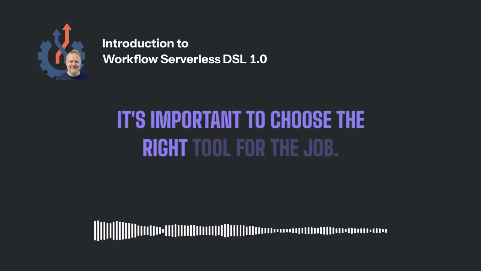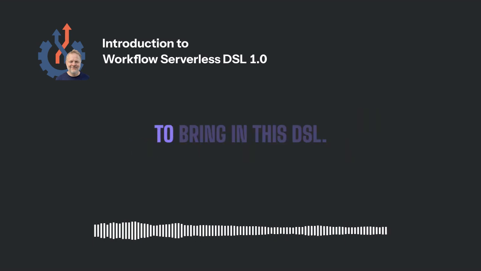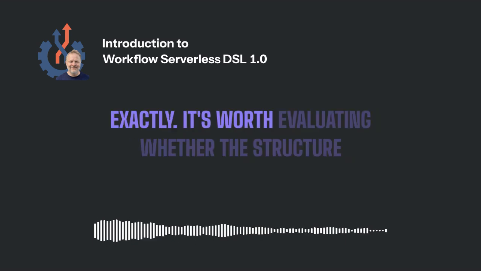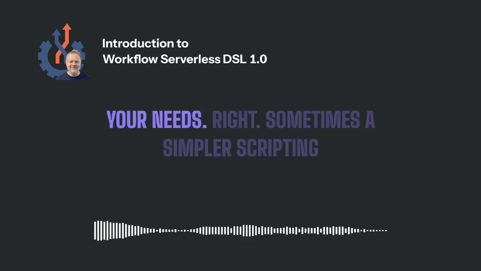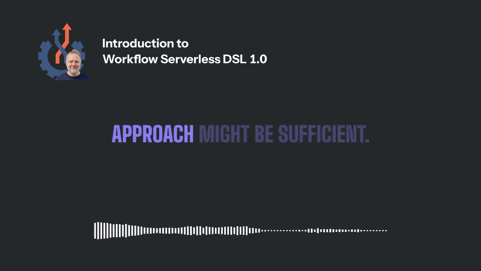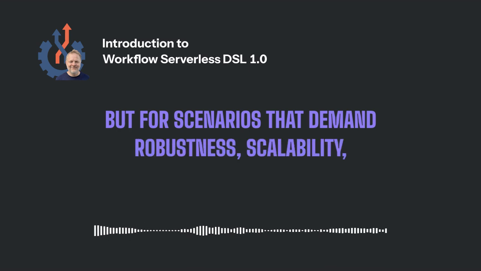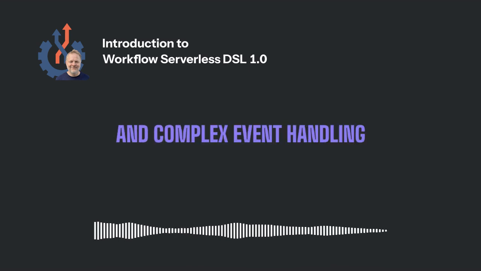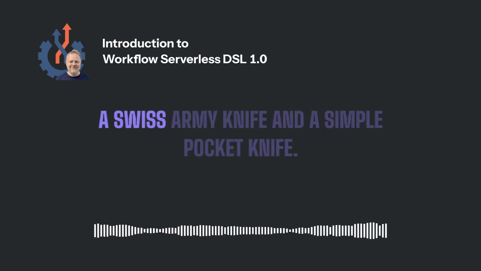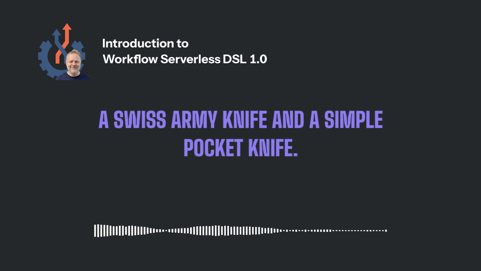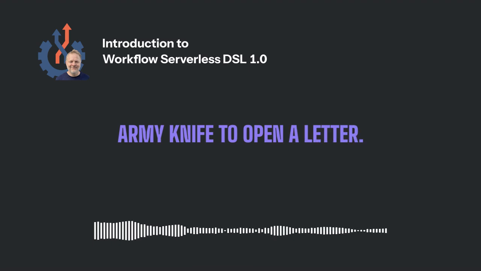It's important to choose the right tool for the job. So for simpler automation tasks, it might be overkill to bring in this DSL. Exactly. It's worth evaluating whether the structure and features of the DSL align with the complexity of your needs. Sometimes a simpler scripting approach might be sufficient. Gotcha. But for scenarios that demand robustness, scalability, and complex event handling, the DSL can be a powerful asset. It's like choosing between a Swiss Army knife and a simple pocket knife. Both have their uses, but you wouldn't use a Swiss Army knife to open a letter.